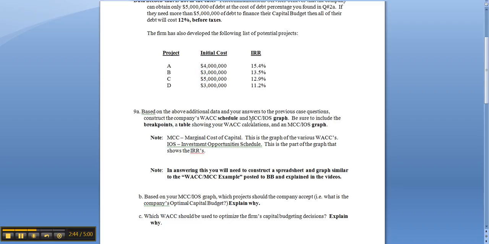The MCC, as we said, is the marginal cost of capital, and IOS is like investment opportunity schedule. So that's the graph like we did in that in-class example. Yeah, be sure to include your breakpoints. You have to calculate breakpoints in there. A table showing your WAC calculations. That's like that spreadsheet schedule we did in the example. And then the actual graph itself that will give you the final answer.